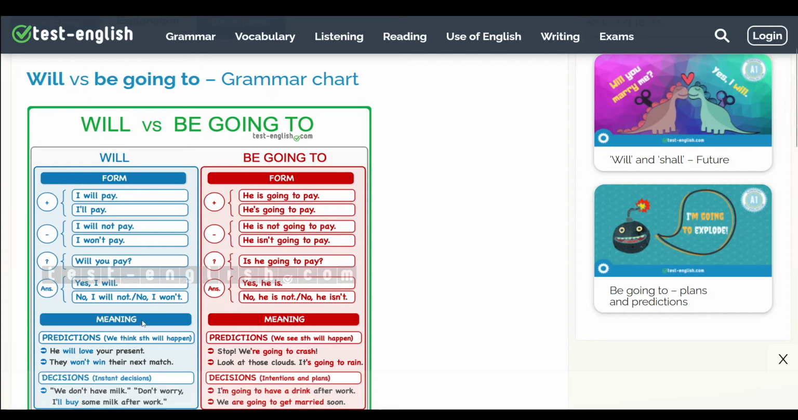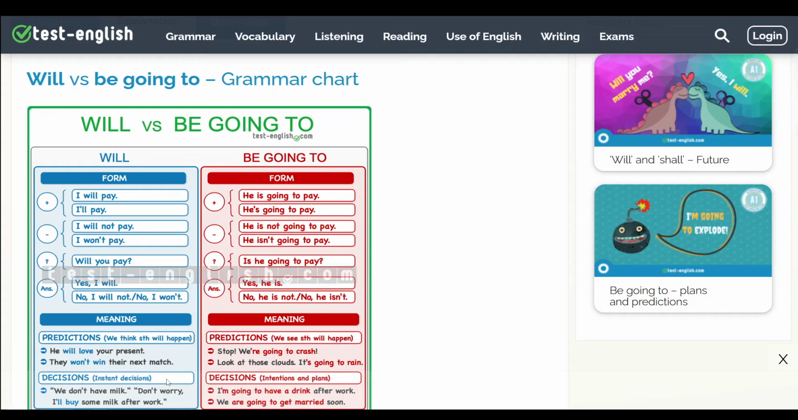Now, looking at the meaning. So, using will to talk about making predictions. We use will when we think something will happen. So, this is our personal opinion. So, he will love your presents. That is my opinion. They won't win their next match.